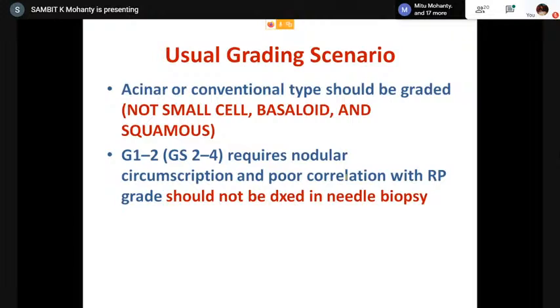Grade group 1 and 3 lesions require nodular circumscription, and because of poor correlation with RP, should not be diagnosed in core biopsy.